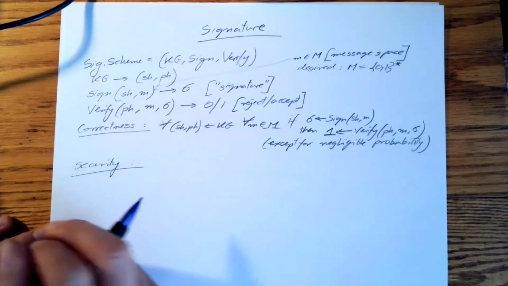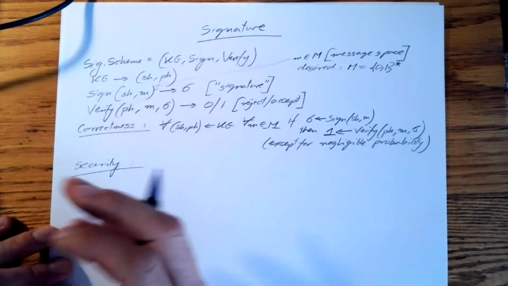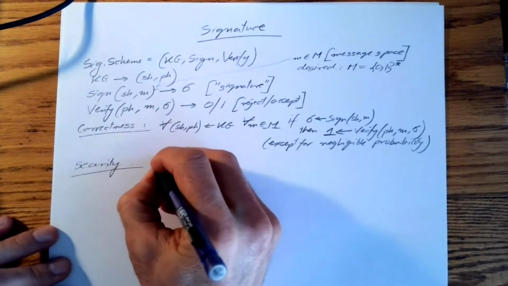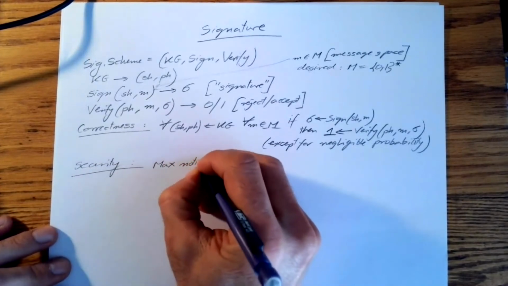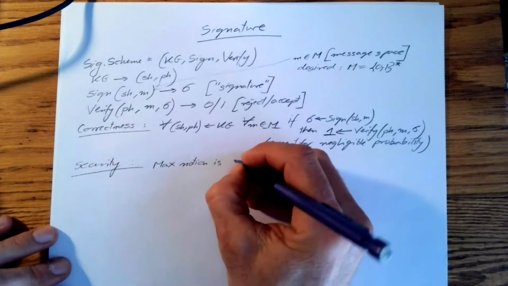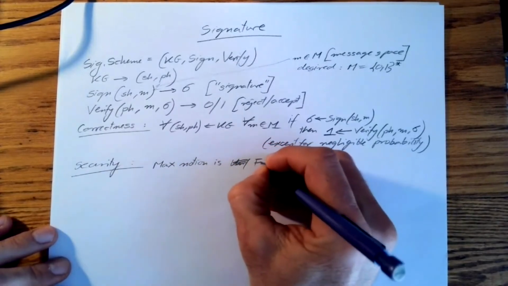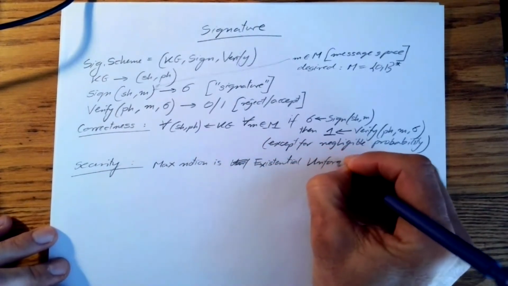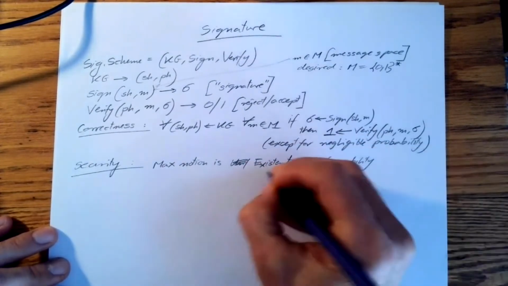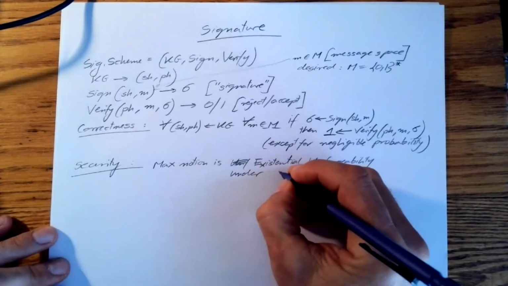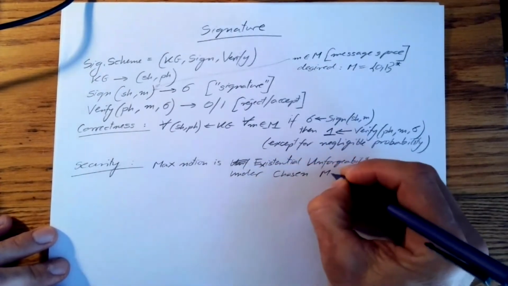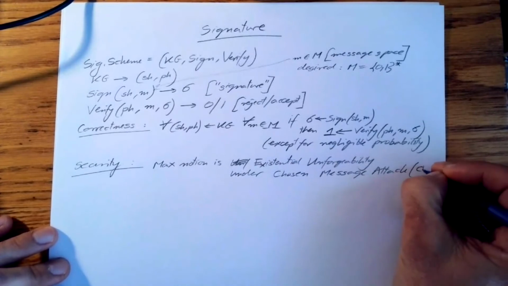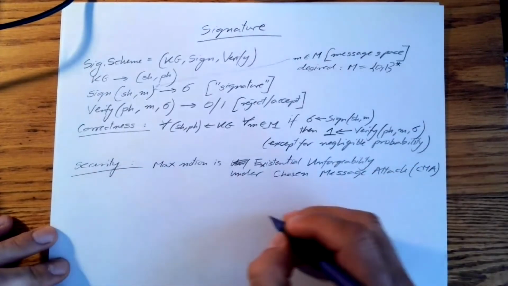So there are different notions of security for signature schemes, but the max notion is unforgeability, so-called existential unforgeability under chosen message attack. Okay, and so that's called CMA. Okay, how does this look?